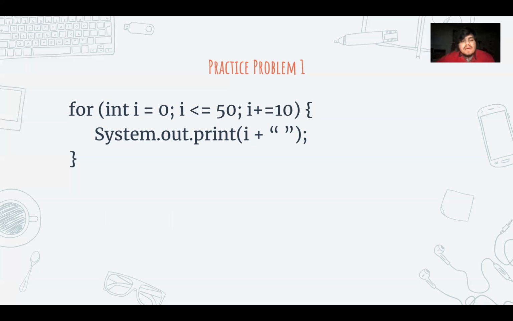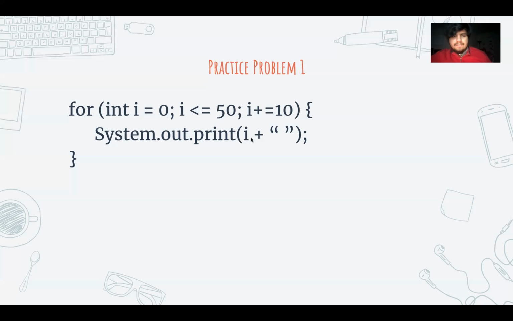Let's try this. Again, we're using a different type of assignment operator. If you recall, what does the assignment operator do? It simply increases the old value of I by 10, or by the value that you have here. So in this case, it's going to be 10 because that's the number that I put here. So integer I is equal to 0. As long as I is less than or equal to 50, I increments by 10 values or 10 numbers.